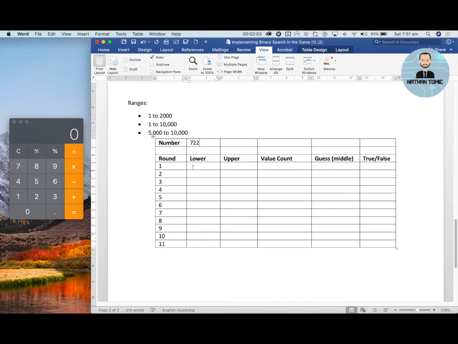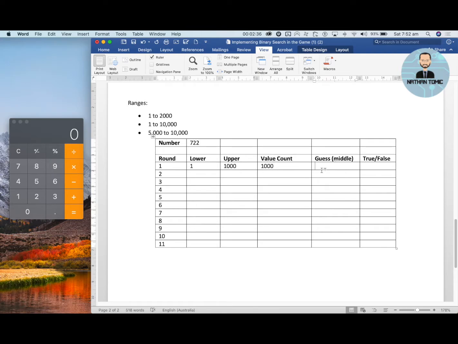So for round 1 of the game, my lowest number would be the number 1. And because I said I'm just going to do 1 to 1000, my upper number will be 1000. So I'm just going to type those values in there. It's then asking me to type in, in this third column, how many values I have altogether. If I've got the numbers 1 to 1000, it could be any of those numbers, and of course, I have 1000 values.